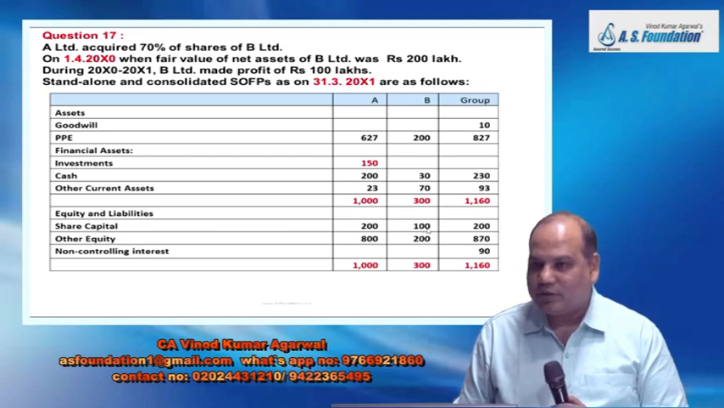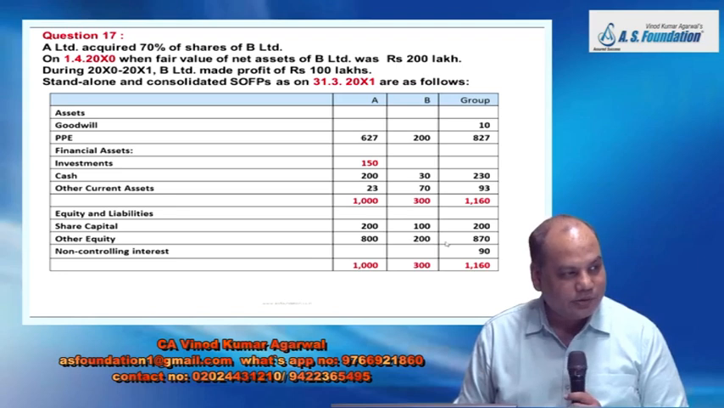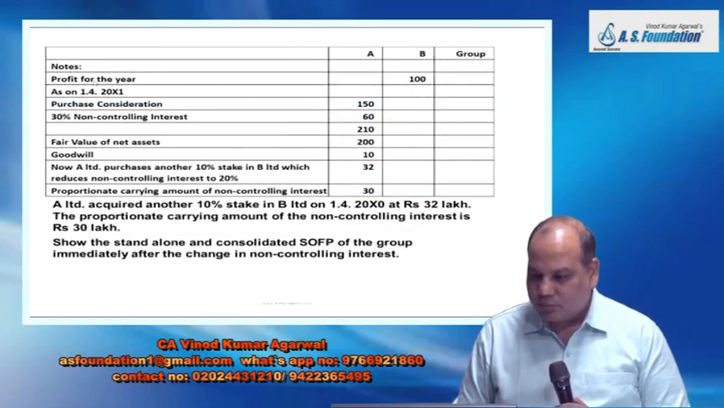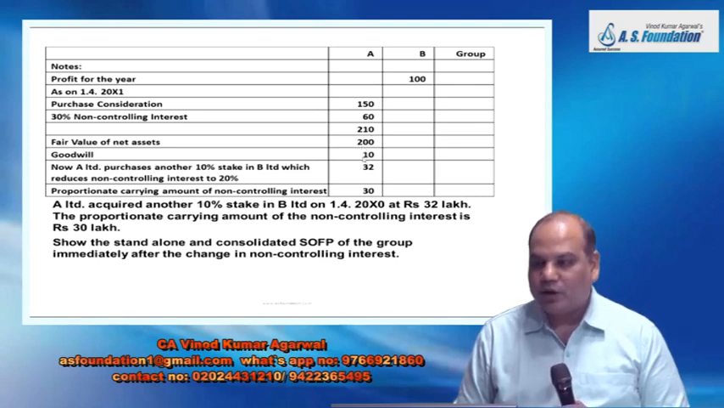This 100 is not added in the group share capital. Other equity, again, will not be directly added. It gets distributed between pre-acquisition and post-acquisition. Post-acquisition gets distributed between parent and NCI. So it won't match on a one-to-one basis. And then there is an NCI of 90. What happened? Profit for the year 100 is given already in the first line. Then on 1/4/20X0, purchase consideration 150, 30% NCI 60, total 210, fair value of net assets 200, therefore goodwill 10.